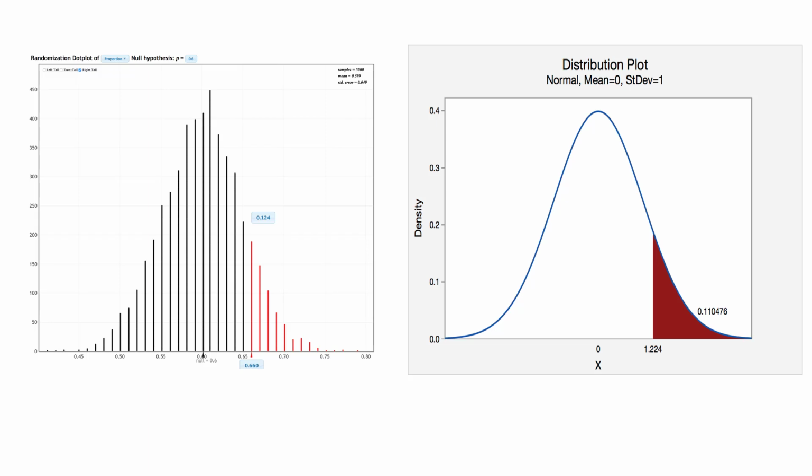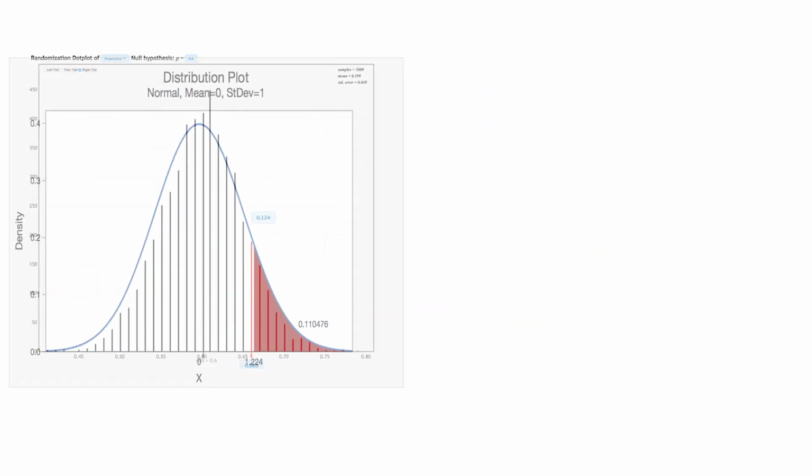Here, on the left, is the randomization distribution from StatKey, and on the right is the normal distribution that we just made in Minitab Express. Note that the p-values are very similar. They won't be exactly the same because there are gaps in the randomization distribution and it's not exactly normally distributed. But if the sampling distribution is approximately normal, the p-values will be similar using the two methods. When we put the z-distribution on top of the randomization distribution, again, we can see that the area that we're covering with the p-value is very similar.